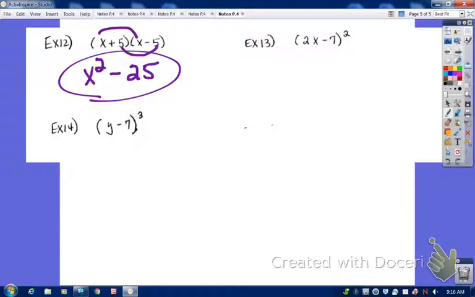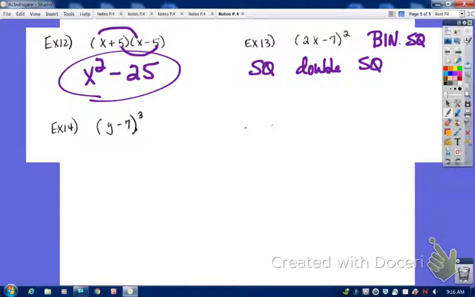All right, example 13 is an example of a binomial squared. So you might want to write that down. This is a binomial squared. Anytime you have a binomial squared, your shortcut is square, double, square. And you'll actually do this in your head. It'll be hard to begin with, and then once you practice it, it's going to get better. So anytime you have a binomial square, the shortcut is square, double, square. You take the first term and you square it.